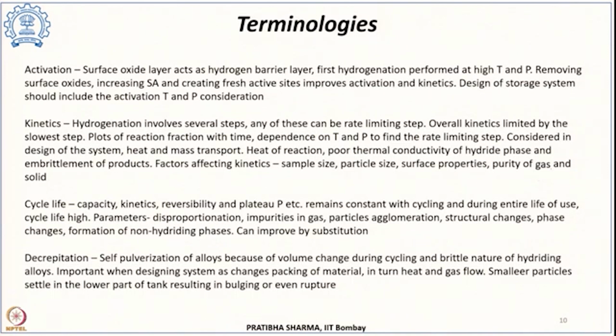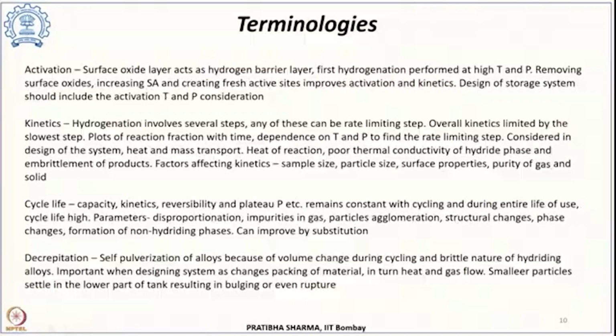One more term that we use is the cycle life. What is expected when we design a system is that the material being used should have a very high cycle life. By cycle life we mean that the hydrogen storage properties should be consistent over several cycles. That means its capacity, kinetics, reversibility, and plateau pressure should all remain constant under repeated cycling, or should be the same during the entire life of use of that material and that system. So, the desirable is that the cycle life of the material should be high.